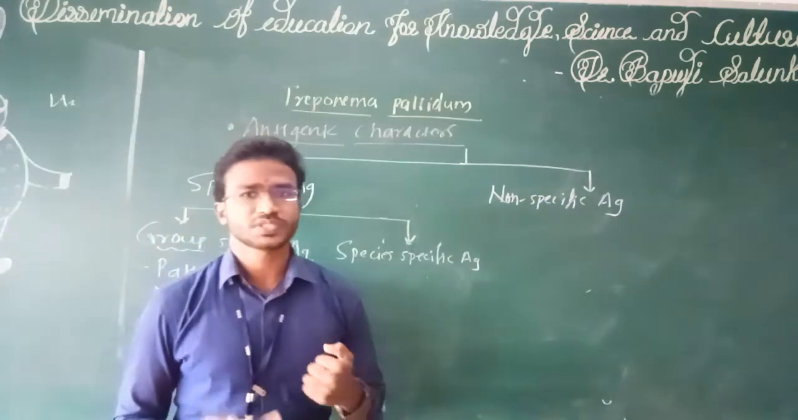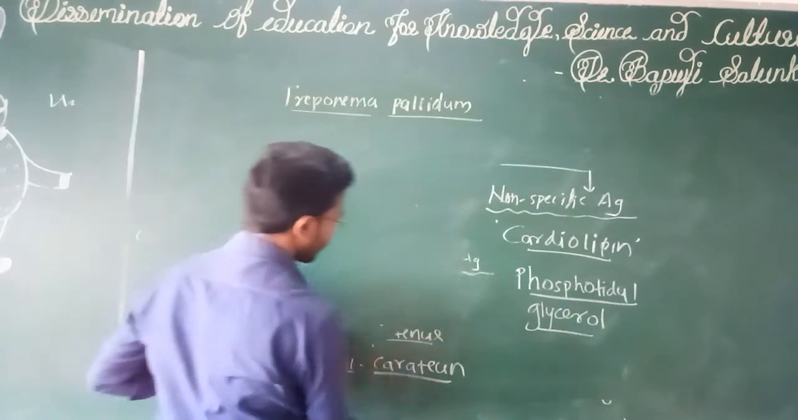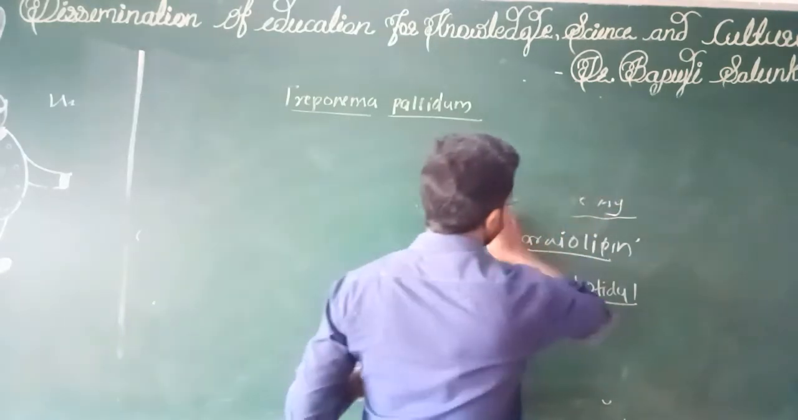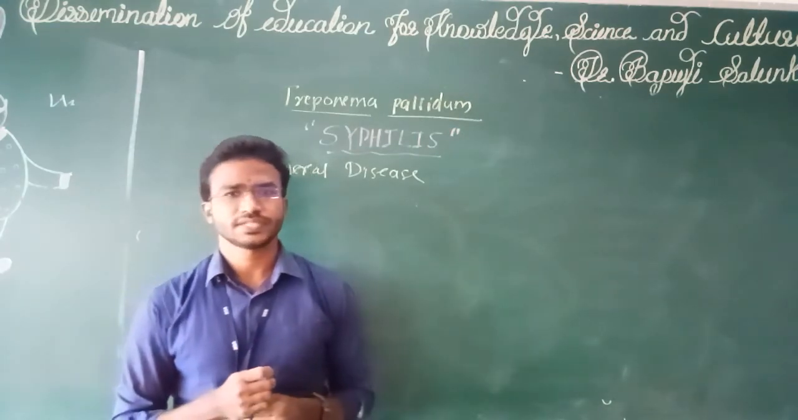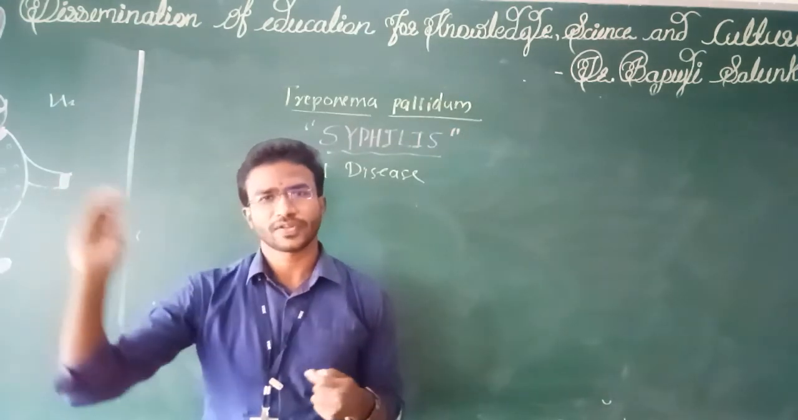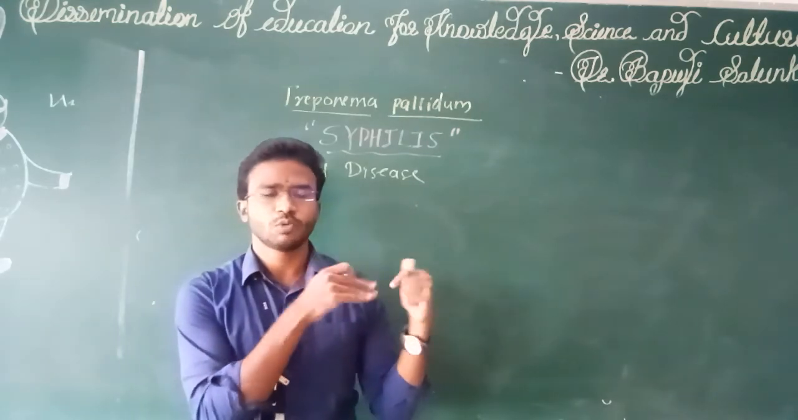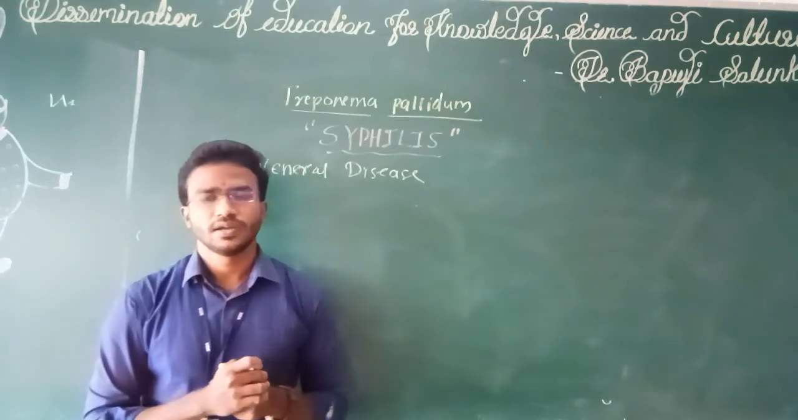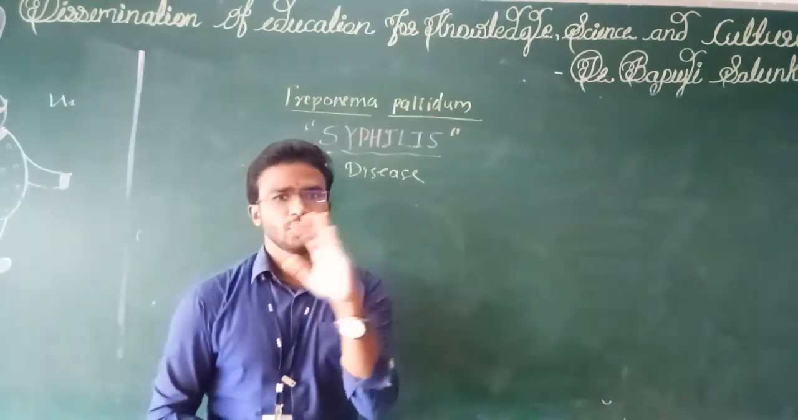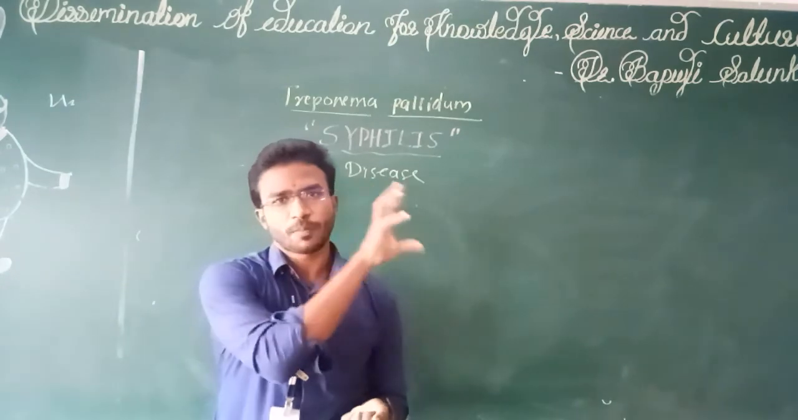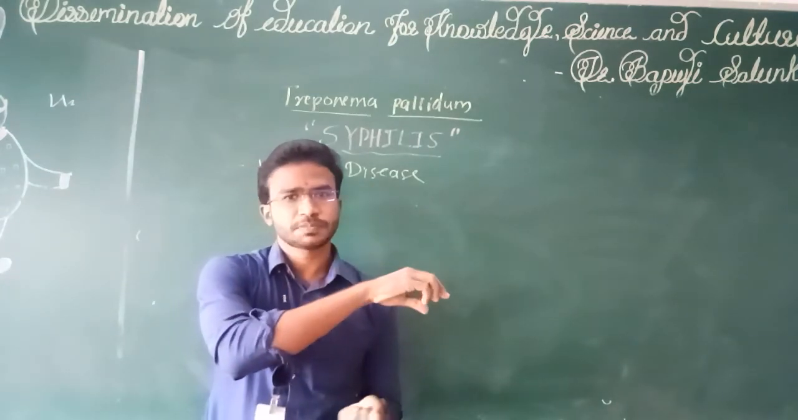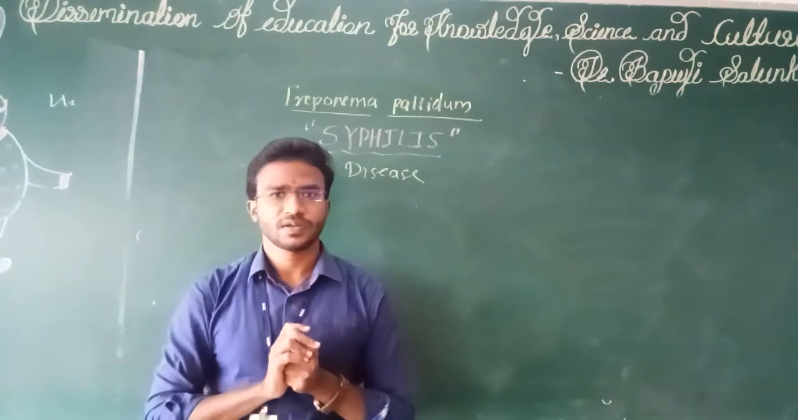Now in this lecture we are going to discuss the next point, that is resistance shown by Treponema pallidum, as well as some antigenic characteristics of Treponema pallidum. So let's discuss the resistance shown by Treponema. Resistance means for what factor the organism is sensitive, and for which condition it can show tolerance or resist that condition. This organism is temperature sensitive. It is a very delicate, extremely sensitive organism, especially thermosensitive.